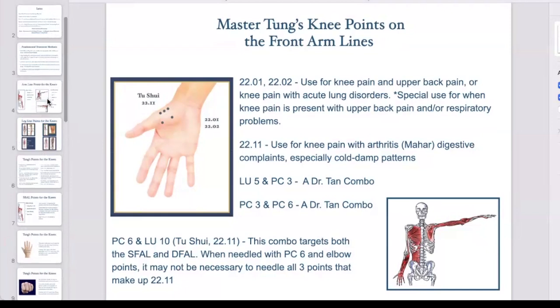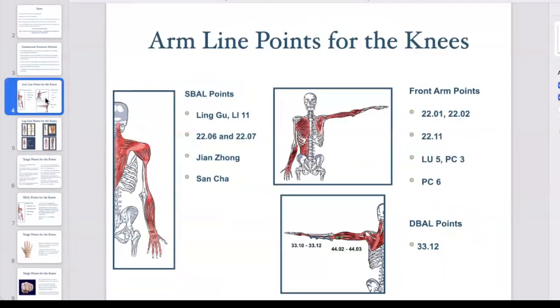And let's go back up to this slide here where we see some of the front arm points. We spoke about 22.01 and 22.02 and 22.11. Now, Dr. Tan in the balance method would teach that you can use Lung 5 and PC3 as well. He would teach that you could use PC3 and PC6 as a combination, because we should remember that in distal needling and in the T&T systems, which refer to the Tan and Tong systems, the balance method and Master Tong's points, we use these distal points and we do something called imaging and mirroring.